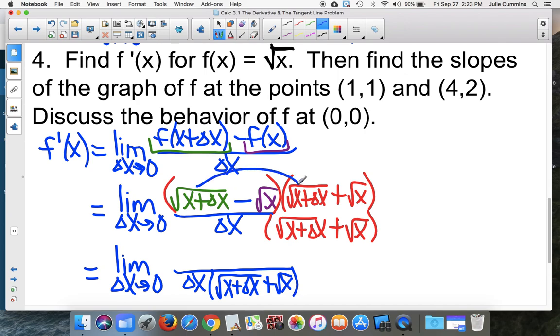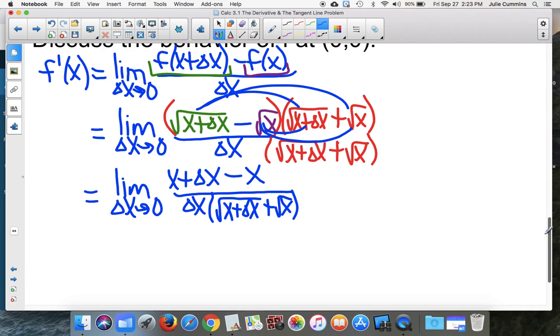Okay, the numerator, you're going to FOIL that. The square root of x plus delta x times the square root of x plus delta x is x plus delta x. These are conjugates, so your middle two terms are going to cancel. And then we have minus root x times root x is x. So now that we've rationalized, you'll notice that x minus x cancels out. And once those cancel out, then we just have delta x over delta x, so then those will cancel out.